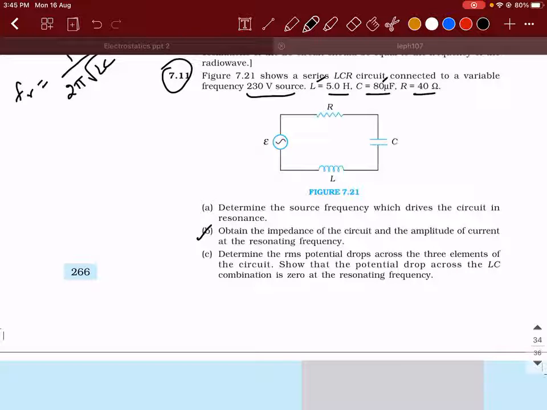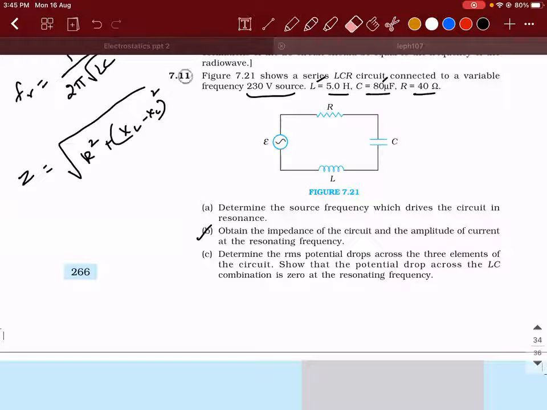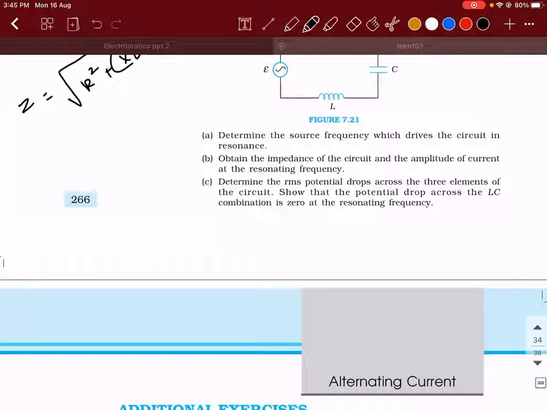So how will you calculate the impedance of the circuit? You will write root of R square plus XL minus XC the whole square, correct? Guys, am I right? Yes or no? Sir, they're saying resonance condition, sir. Very good. That is what I was reading. That is the reason I asked multiple times.